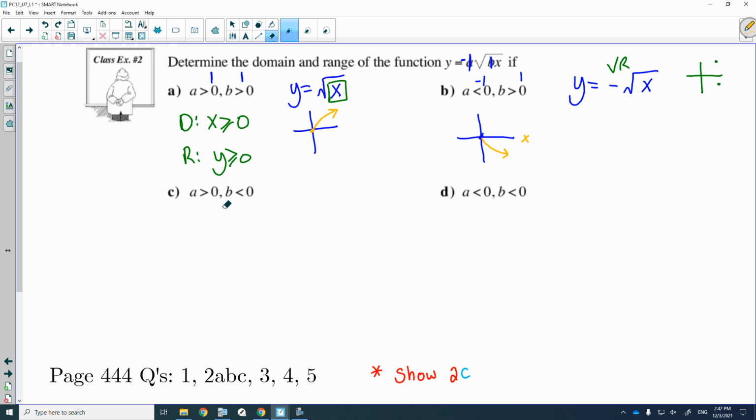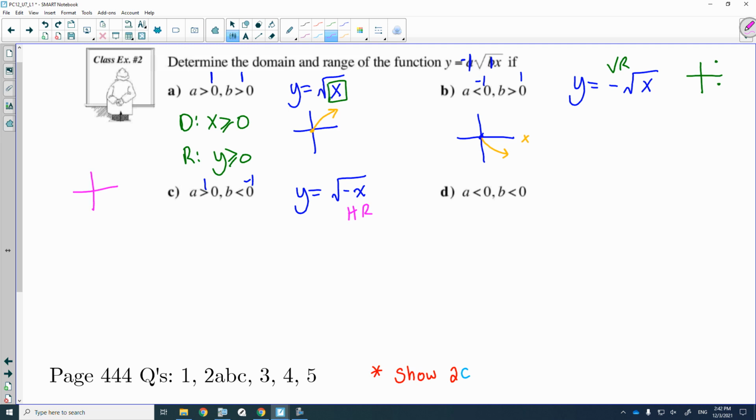Okay, let's do the same thing. A is greater than 0. Let's choose that to be 1. B is less than 0, -1. So that would be the graph of y is equal to the square root of -x. So the opposite is happening from b, and if it's inside the function, that is going to be a horizontal reflection.